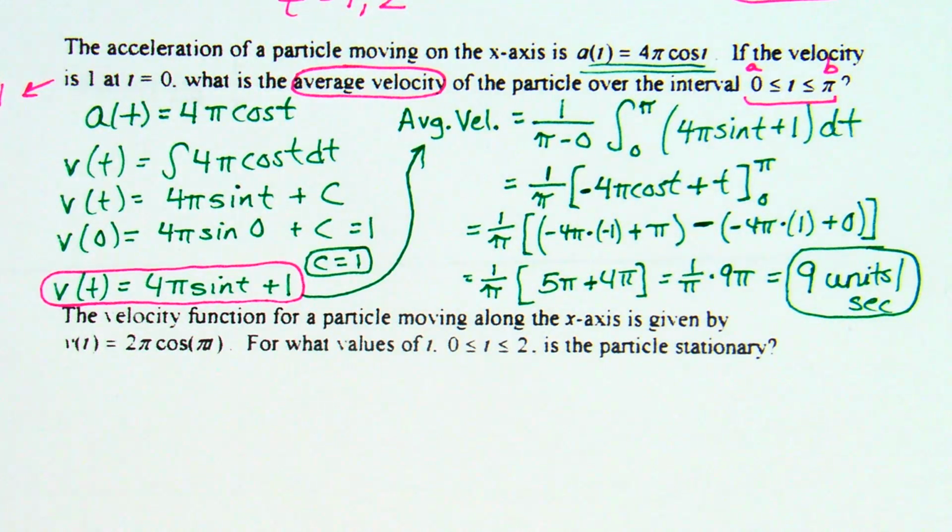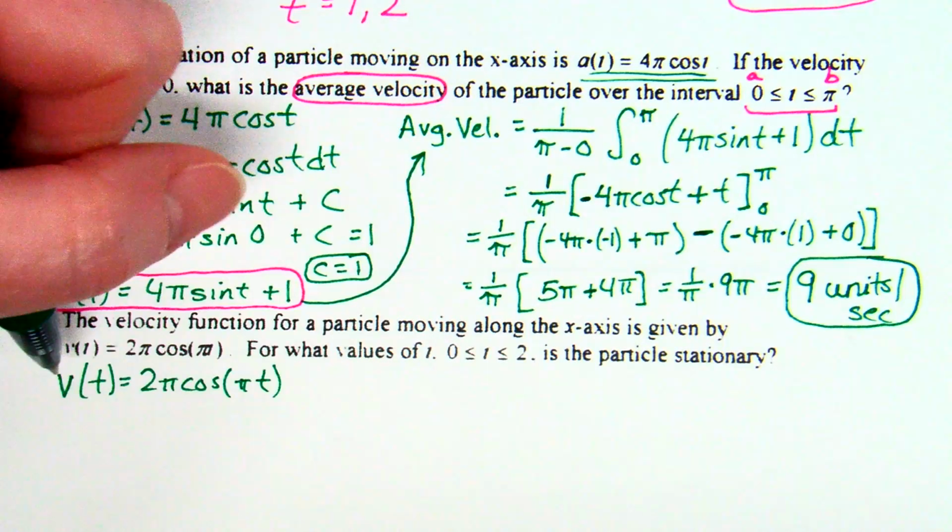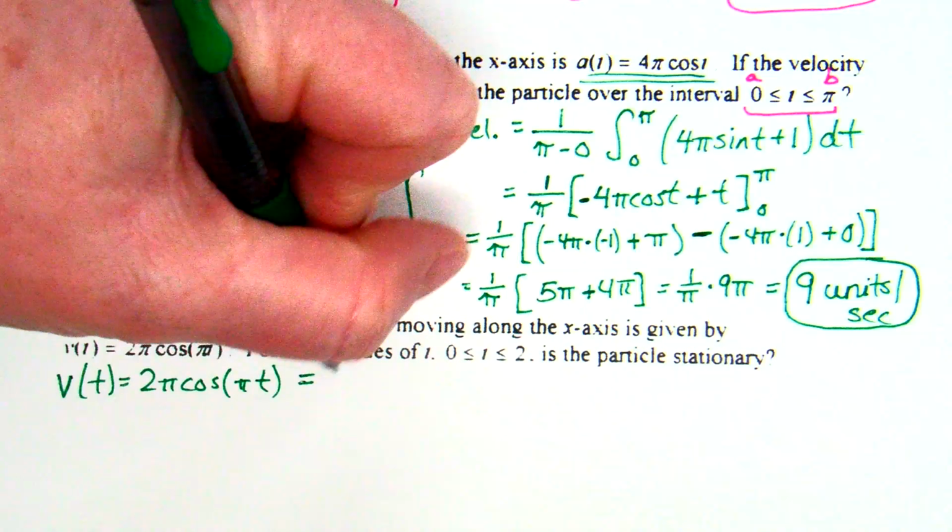So velocity equals 0. We're back to that whole idea: when the velocity equals 0, that's when the particle pauses, whether it's turning and going the other way or continuing in the way it was going. Velocity equals 0 is what we need to look at. So we're given v of t equals 2 pi cosine of pi t, and we need to know when this velocity equals 0.